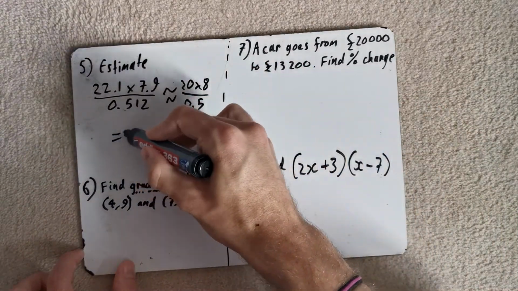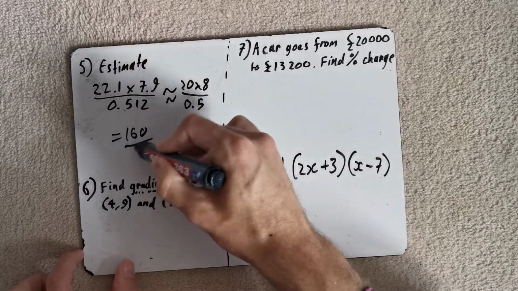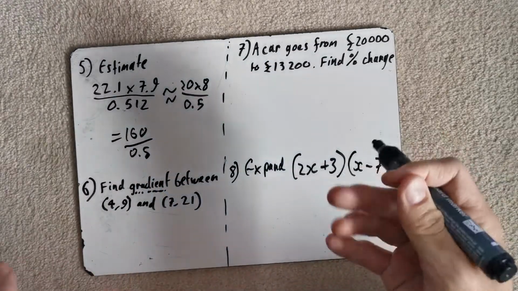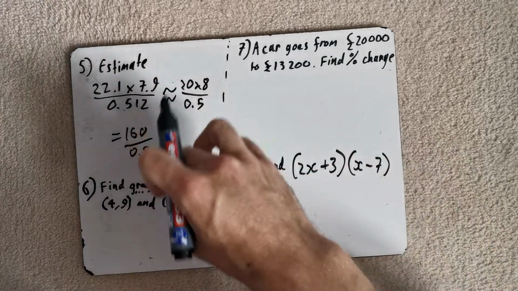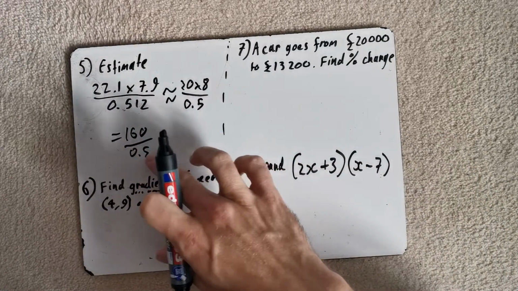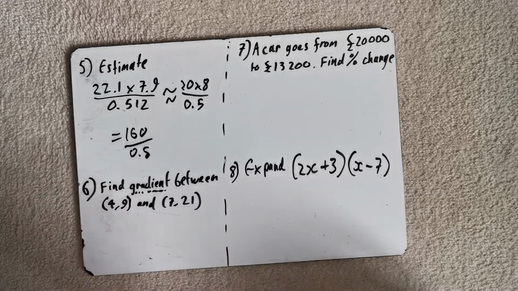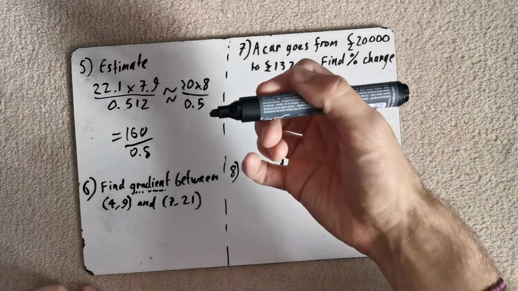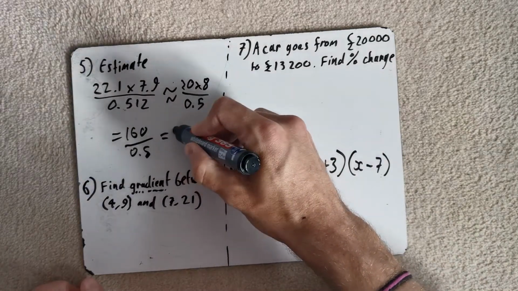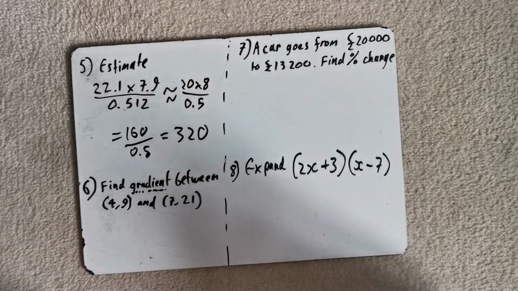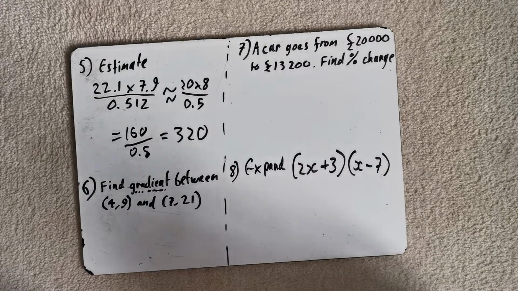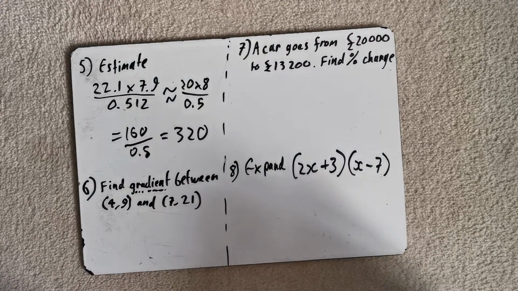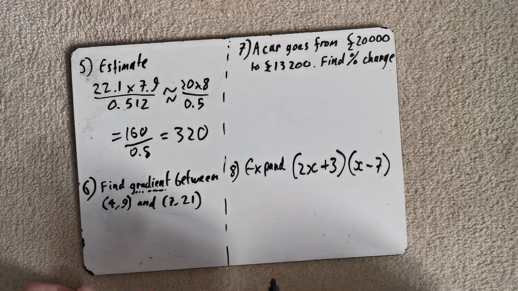20 times 8 is 160, divided by 0.5. Now, think about this. If you're dividing by 0.5, well, if you divide by 2, you half it. This isn't a divide by 2. A lot of people make that mistake, okay? If you divide by 0.5, it's like times by 2. So this comes out as 320 in the end. Okay, remember it's an estimate question. I hate those questions, but I'm afraid you've got to follow the rules that the exam board does.